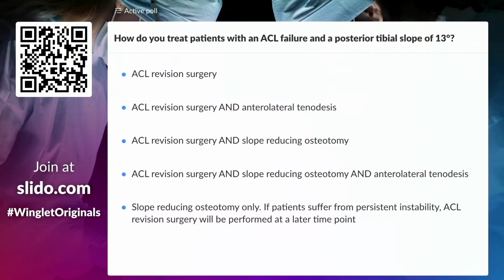I want to continue with the next live voting question, which is how do you treat patients with ACL failure and a posterior tibial slope of 13 degrees? Do you do ACL revision surgery only, or in combination with anterolateral tenodesis, in combination with slope-reducing osteotomy, or slope-reducing osteotomy and anterolateral tenodesis, or slope-reducing osteotomy only? If patients suffer from persistent instability, then ACL revision surgery will be performed at a later time point.